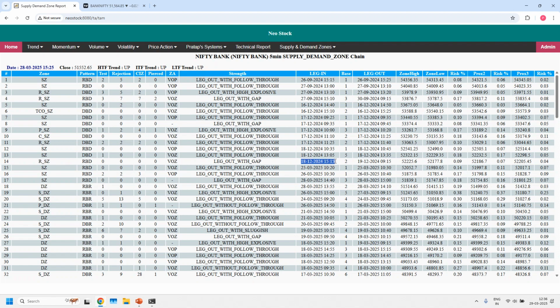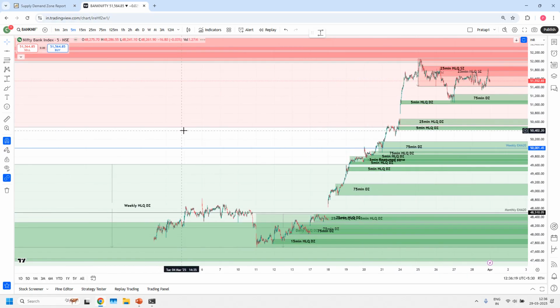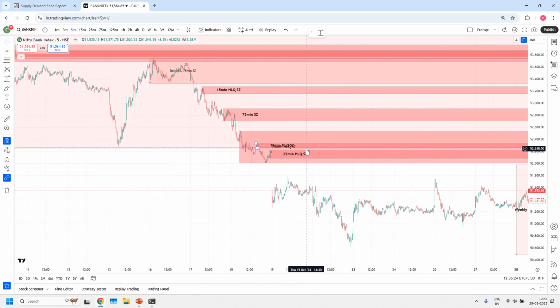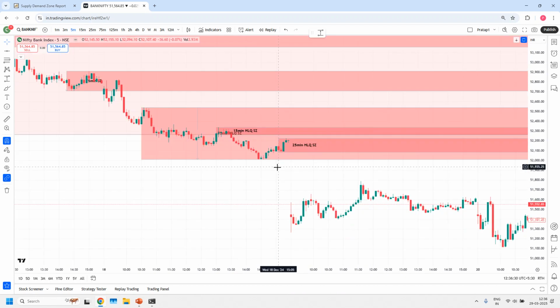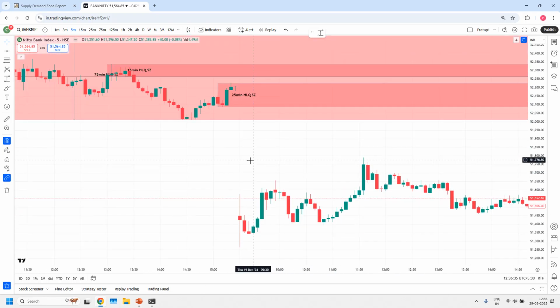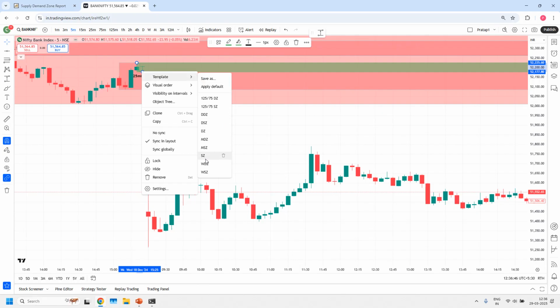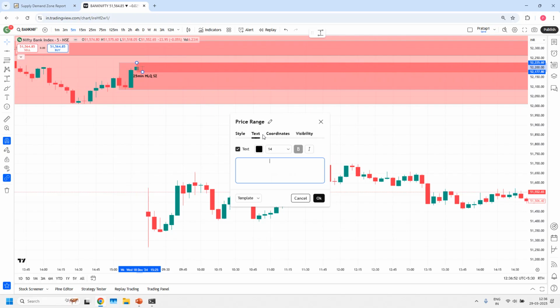This is 18, 12, 15, 15. Where is 18, 12? This is the area. Yeah, 18, 12. 15, 15. See here, rally, base, drop. See, this is inside a fine-tuned zone. Inside the 25 minutes high liquidity supply zone. This fine-tuned zone is also a high liquidity zone.